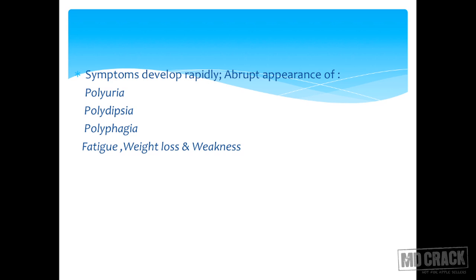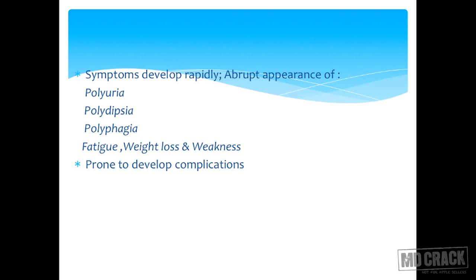Now, what are the main symptoms? The symptoms usually appear suddenly, develop very rapidly, and there is abrupt onset. There is no clear sign which is going to tell that now it is going to start. They abruptly appear and they develop very rapidly. What are the main symptoms? Polyuria, polydipsia, polyphagia. These three are considered the cardinal features of diabetes mellitus, especially type 1 diabetes mellitus. Plus, they will also be having fatigue, weight loss and weakness. All these are the characteristic features of type 1 diabetes mellitus.